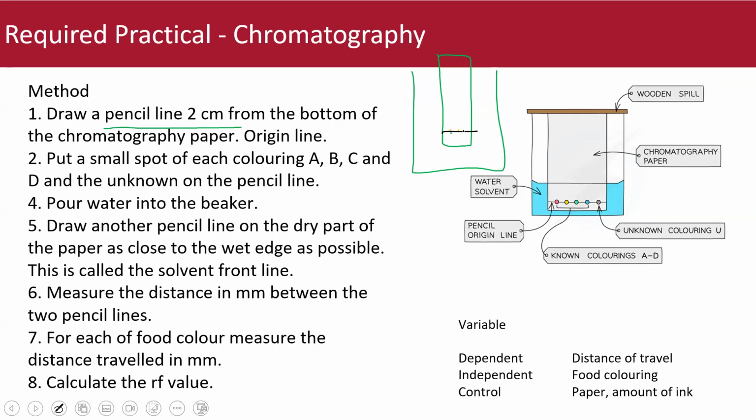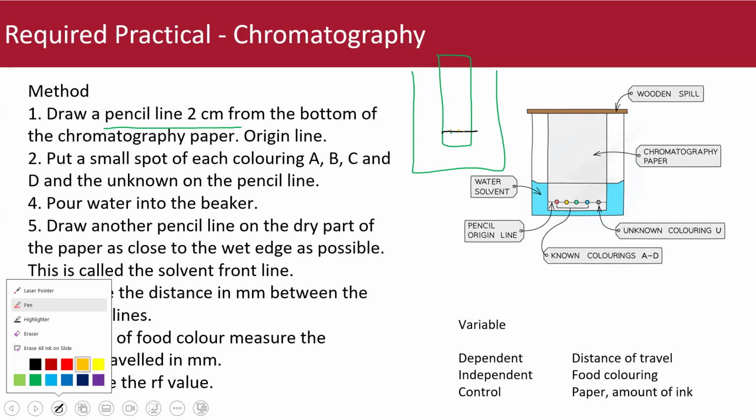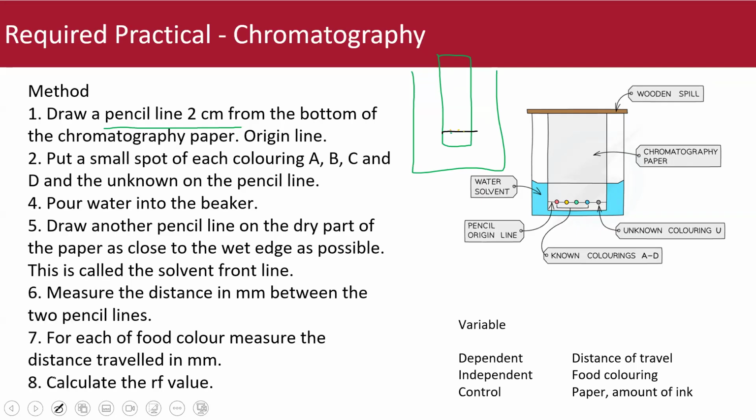That then hangs into the beaker. Then you put in your solvent, and the solvent must just touch the bottom of the piece of paper. Once that just touches the bottom of the piece of paper, the water will naturally go up the chromatography paper and it'll take the dots with it.